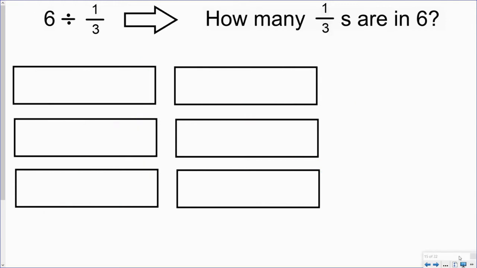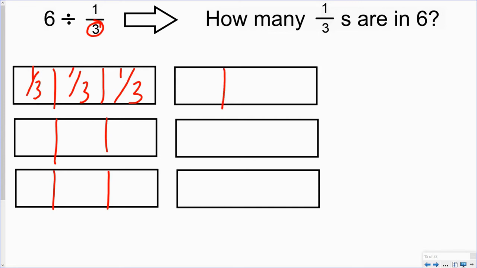So here we have 6 divided by 1/3. So like in our previous problem where we broke each rectangle up into 2 parts, this time we're going to break it up into 3 parts because our denominator is a 3. So here's 1/3, here's 1/3, and here's 1/3. And that's going to be the same through all of these rectangles.